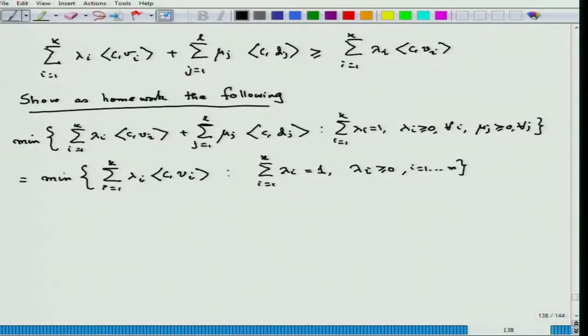Now, the question is, noting that summation lambda equal to 1, show as homework that this is nothing but the minimum of C V I, I equal to 1 to k. This is exactly linear programming's game: you compute the objective function value at the vertex and take the minimum one. So, show this equality as homework. Just try it out, it is going to be fun, and you would see that mathematics really works, and that is why it is so beautiful.